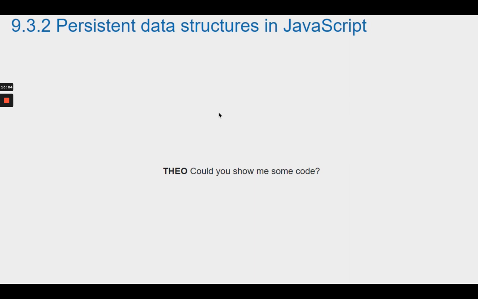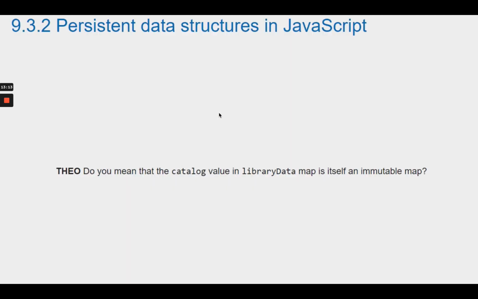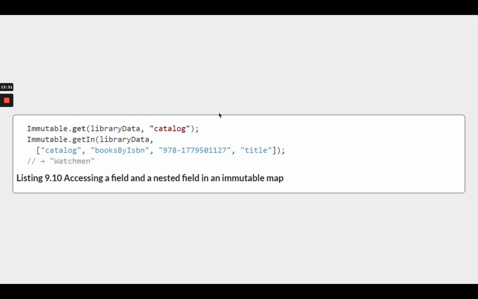Theo: Could you show me some code? Joe: Absolutely. Take a look at this JavaScript code for library data. Theo: Do you mean that the catalog value in the library data map is itself an immutable map? Joe: Yes, and the same for books by ISBN, author IDs, and so forth. Theo: Cool. So how do I access a field inside an immutable map? Joe: As I told you, Immutable.js provides its own API for data access. For instance, in order to access a field inside an immutable map, you use Immutable.get or Immutable.getIn, like the following.